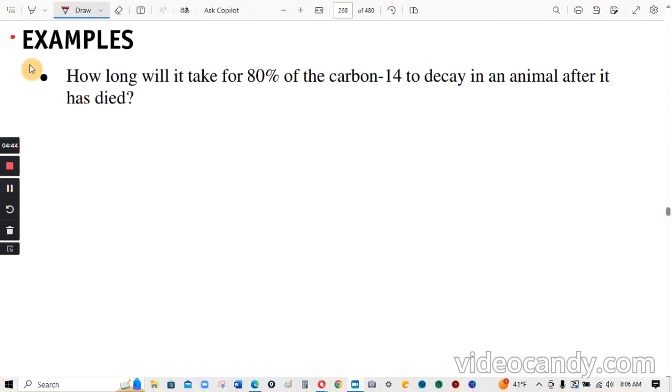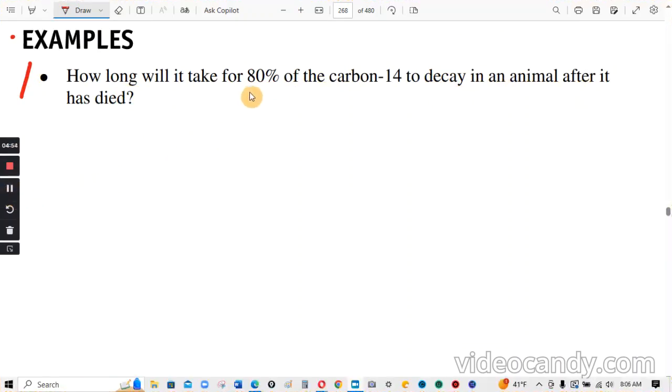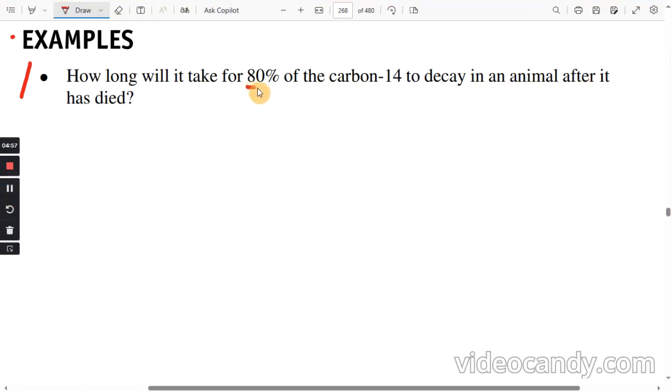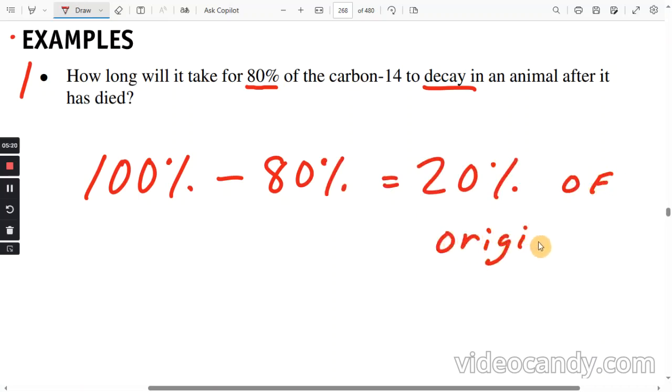All right, example 1. How long will it take for 80% of the carbon-14 to decay in an animal after it has died? So 80% of it has decayed. So if we started with 100% and we lost 80%, we are just left with 20% of the original.